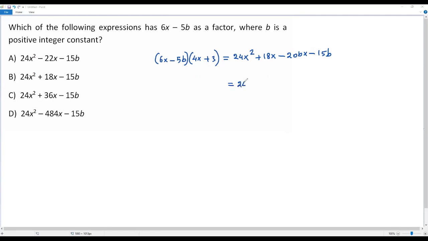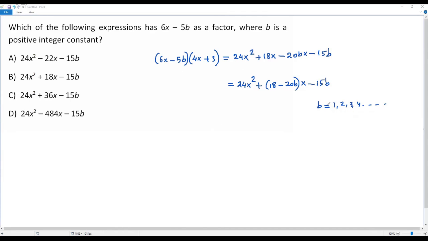Let me write it over here: 24x squared. When I consider these two terms, in both terms we find x, so we can factor x out. When x is factored out, we are left with 18 in the first term and negative 20b in the second term. That is 18 negative 20b times x negative 15b. Here I have factored x out from these two terms. And the question says b is a positive integer constant. Now let me write the possible values for b: 1, 2, 3, 4. Here all the values are positive and all of them are integers.